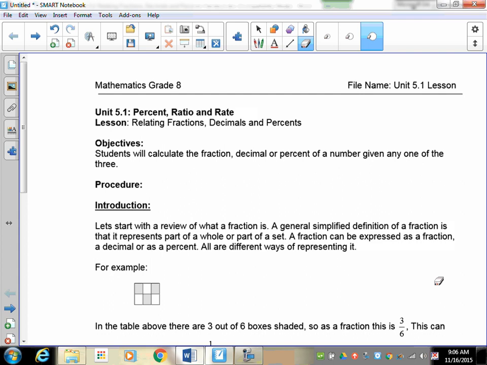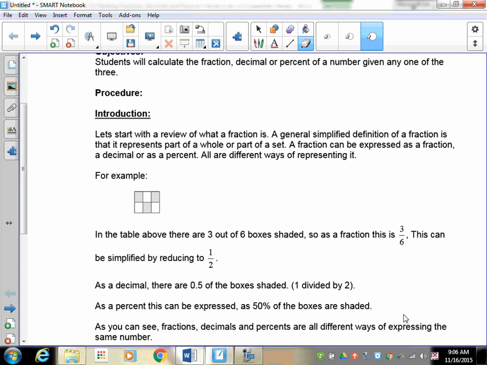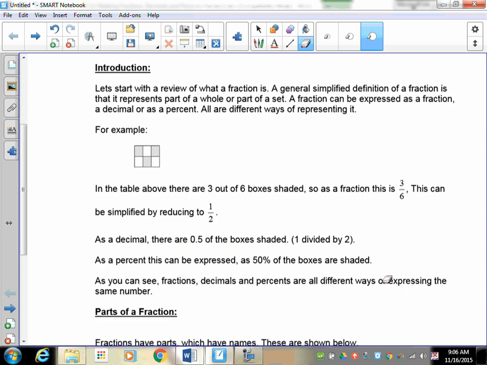So let's get started. Before we begin, I want to go back and just do some very basic reviews, just to prove to you that a percent, a decimal, and a fraction are all the same, are all equal, and each one of them is basically stating the same thing. So take a look at this box here. I've got 3 shaded out of 6. That's 3 over 6, or 3 out of 6, and this can be reduced by dividing the top and the bottom by 3, and that will give you 1/2.